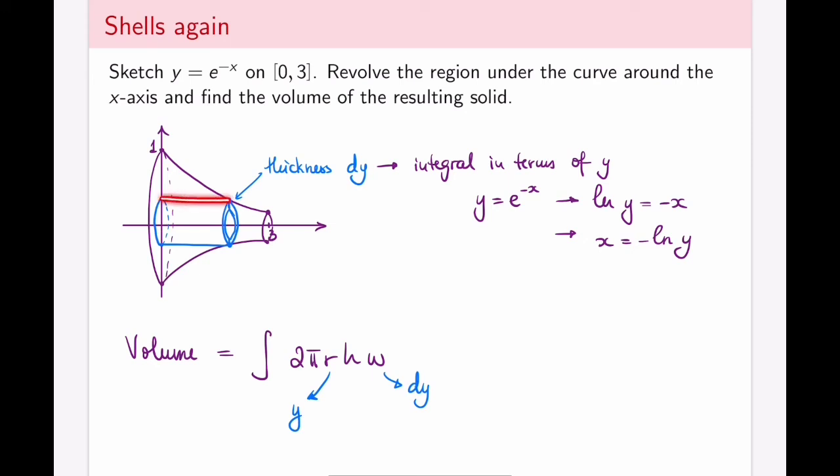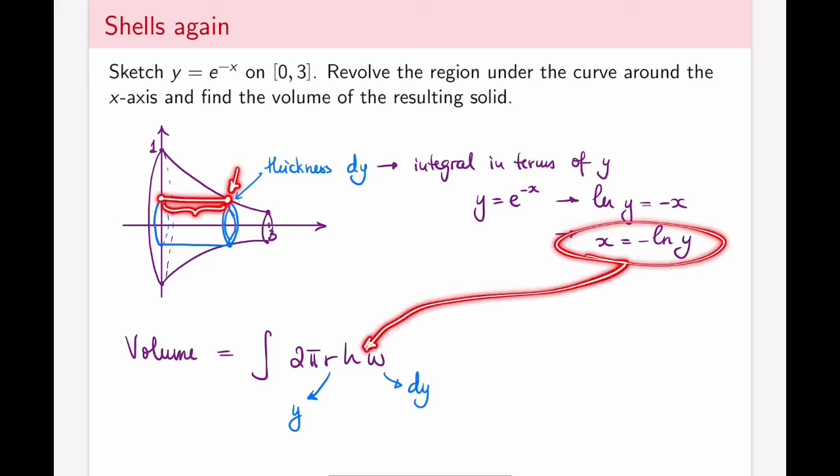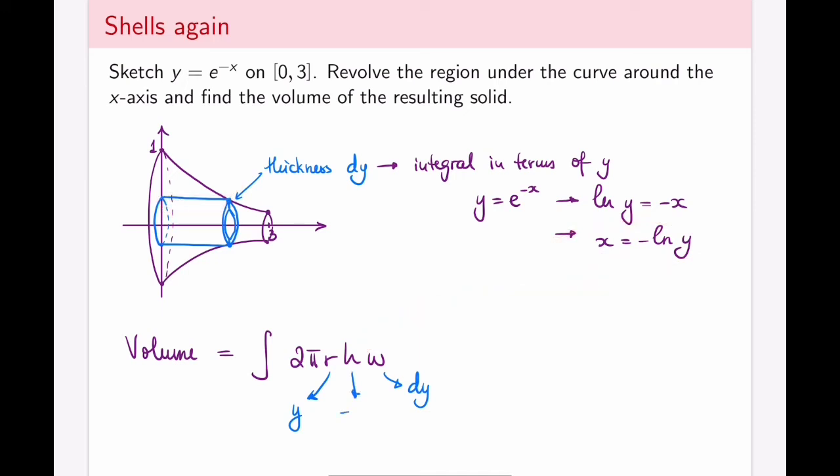The height of my cylinder, this guy, is of course the x-coordinate of this point itself, and the x-coordinate is given to me as a function of y here. So the x-coordinate I can simply plug in as negative ln of y. Okay, so again, this is going to take quite a few examples to really see. The height is the x-coordinate, but my integral is in terms of y, so I'm going to write it in terms of y, whereas the radius here is the y-coordinate, and because my integral is in terms of y, I'm just going to keep it as y.